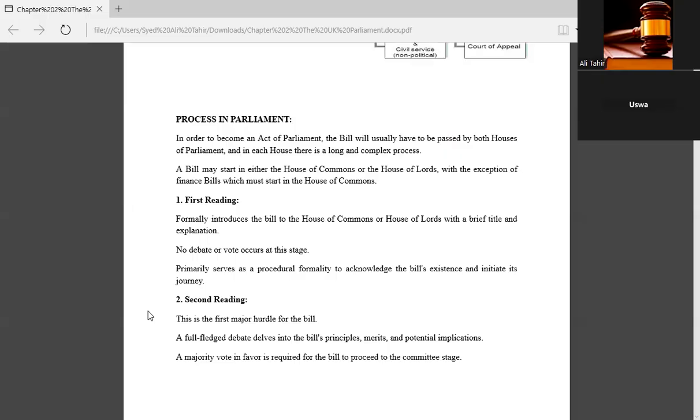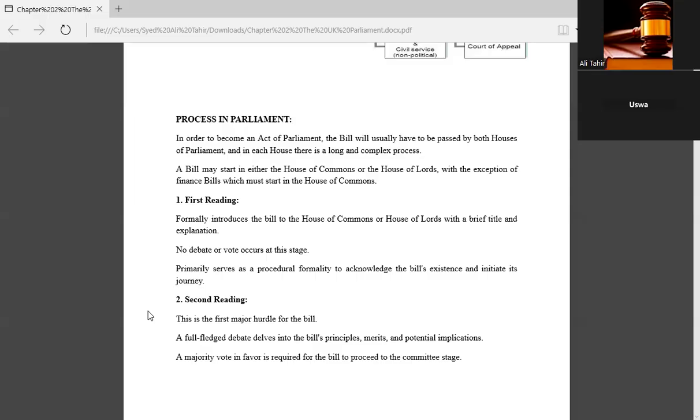The formal introduction of the bill is conducted in any of the houses where it was initially introduced. If it's the Commons, it will be read out in the Commons. If it was the Lords, it will be read out to the Lords for their benefit. The initial reading will read out the brief title and briefly explain the contents of the bill and what it proposes to do. There won't be any debate at this stage. It primarily serves as a procedural formality to acknowledge that a bill now exists and initiate its journey.